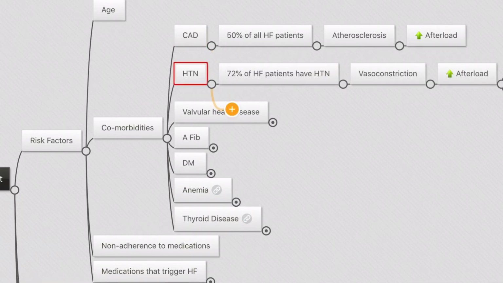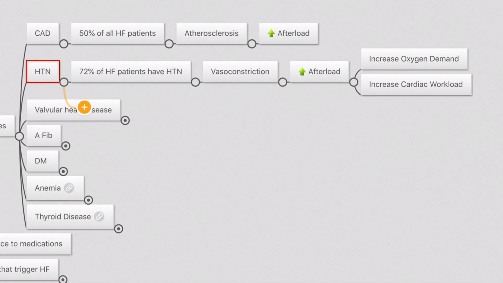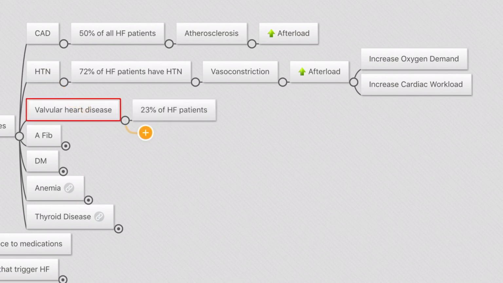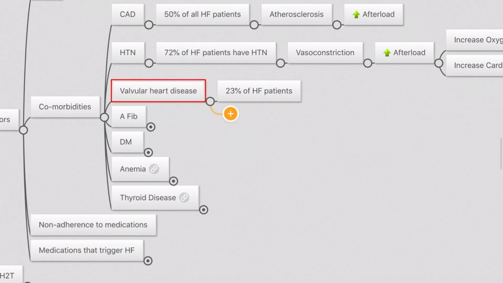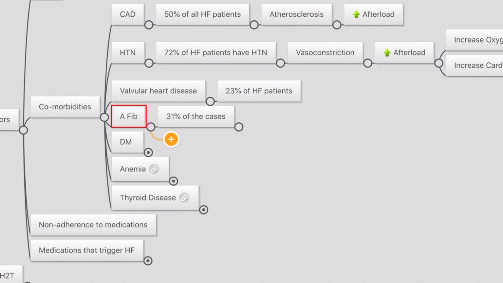Then we have hypertension. 72% of the heart failure patients have hypertension, which is very, very common. Now, the reason why is the patient is going to experience constant vasoconstriction, and that's going to increase afterload, and that will, in return, increase oxygen demand and increase cardiac workload. Now we're going to look at valvular disease. Valvular heart disease is very common in heart failure patients as well, about 23%. What about atrial fibrillation? 31% of the cases of heart failure have atrial fibrillation.